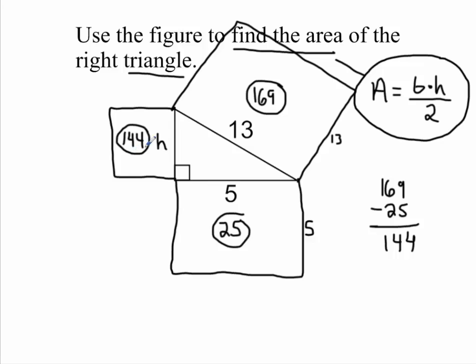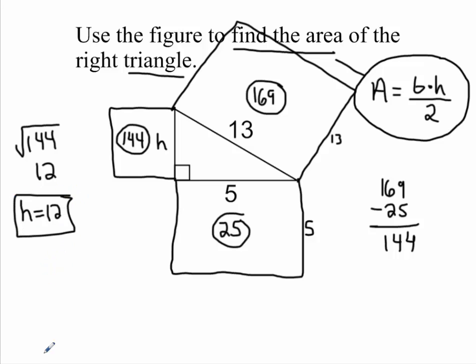But we don't want the area, we want the height. And the height is one of the sides of this square. So if you know the area of a square, you can take the square root of that number, the square root of the area, and that will give you the length of one of the sides, which in this case is 12. So I know that h, or my height, is 12.